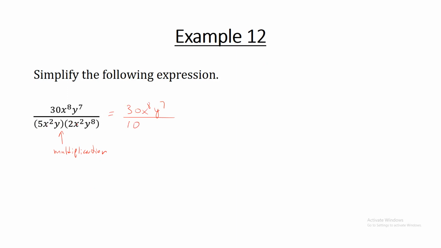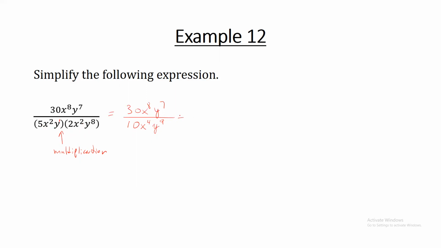x squared times x squared, we keep the base and we add the exponents because we're multiplying, so 2 and 2 is 4. And when we multiply the y's, we have y times y to the 8th. Remember, y is like saying y to the first power, and when we add, 1 plus 8 is 9. So that becomes y to the 9th. Right, that was our first step. We multiply the expressions in the denominator.